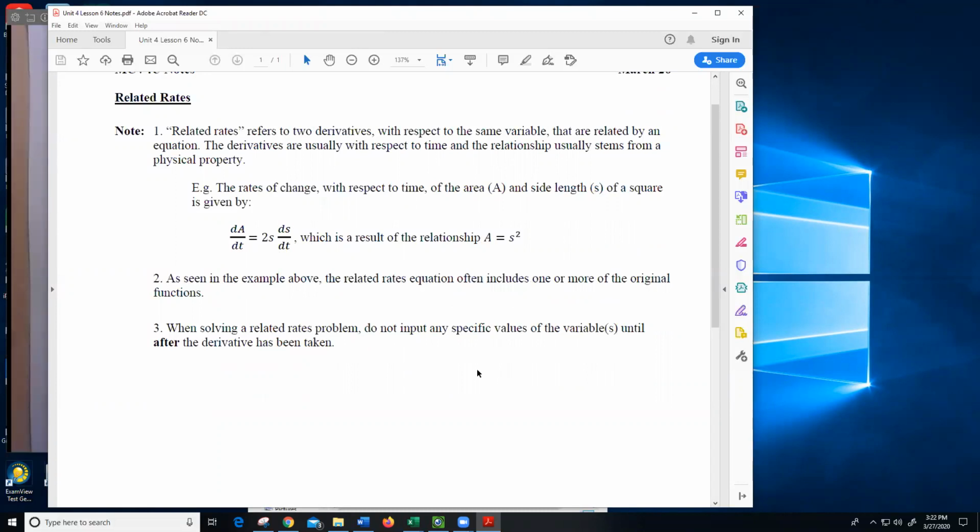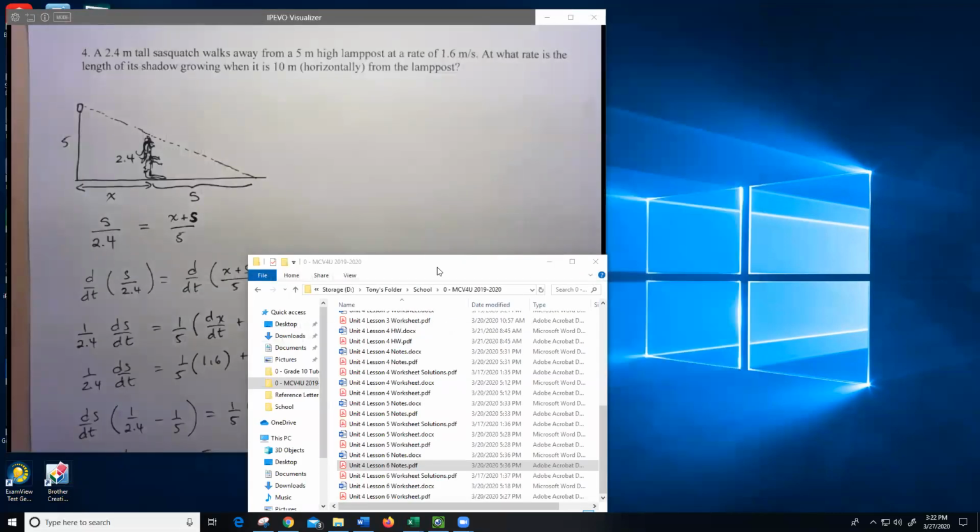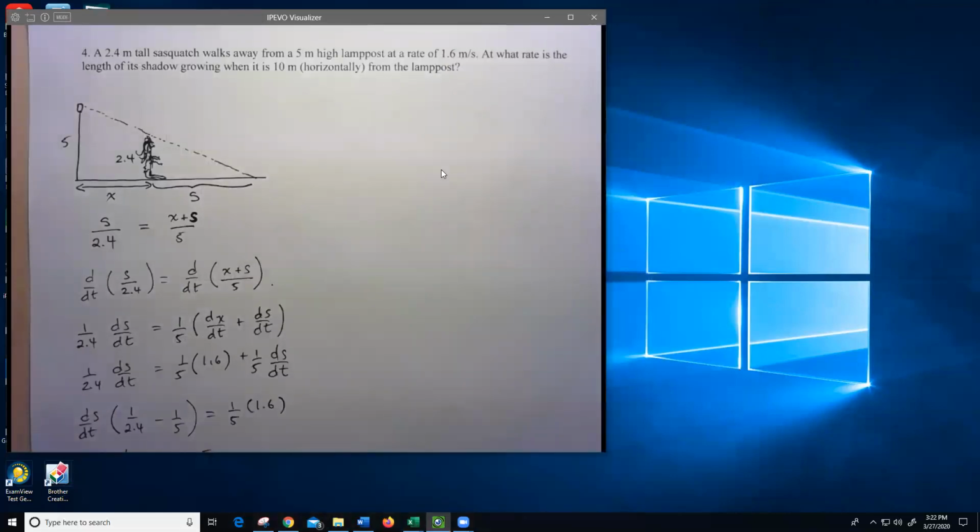And very important, this is a little warning that you only put in specific values of the variable after you've taken the derivative. Things that are always constant, like the height of the pole or the height of the plane, you can put in because they're constants. Whereas things like the distance away from the lamppost change over time.